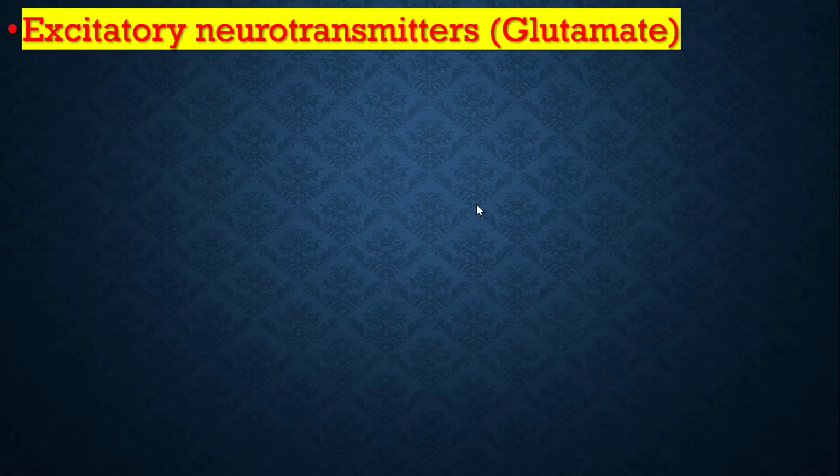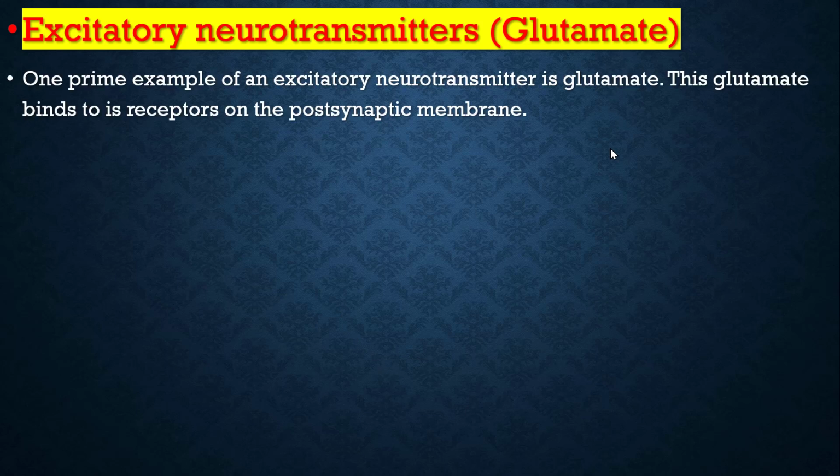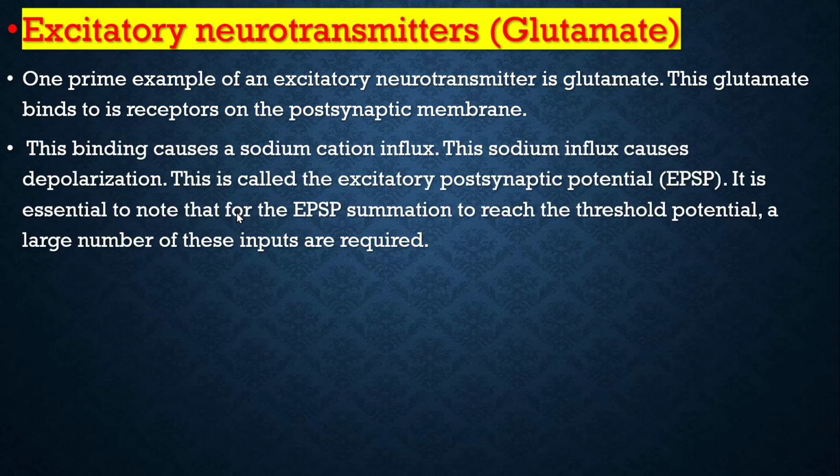Excitatory neurotransmitter. Glutamate is the main excitatory neurotransmitter. The glutamate binds to its receptor on the postsynaptic membrane. This binding causes a sodium cation influx. When glutamate attaches to its receptor, it causes opening of the sodium channel and influx of sodium into the interior of the cell, or into the intracellular fluid, and causes depolarization.